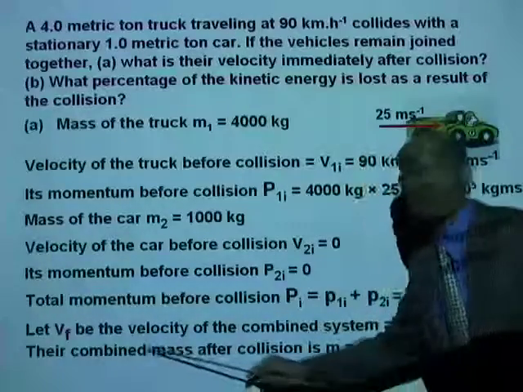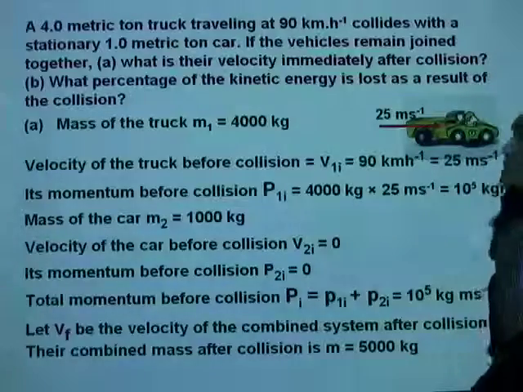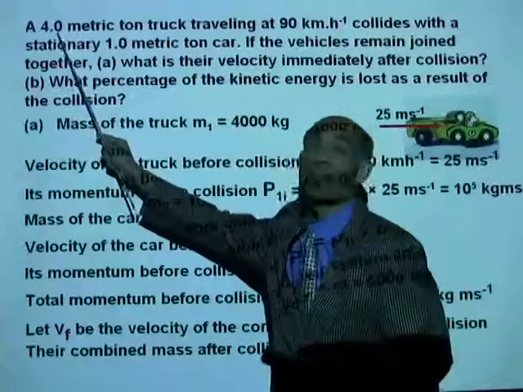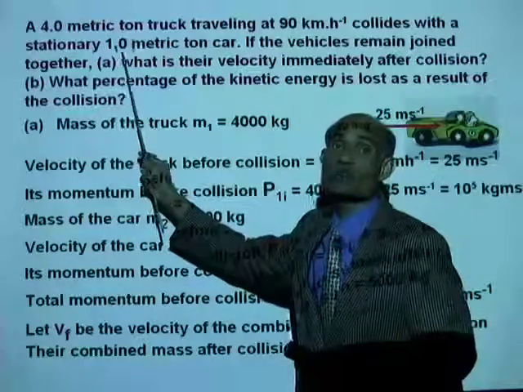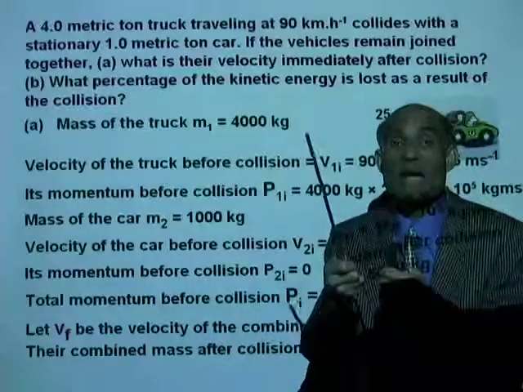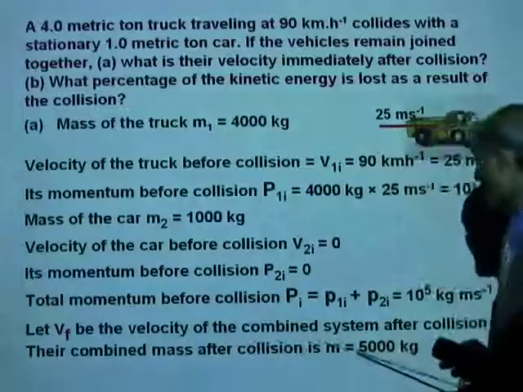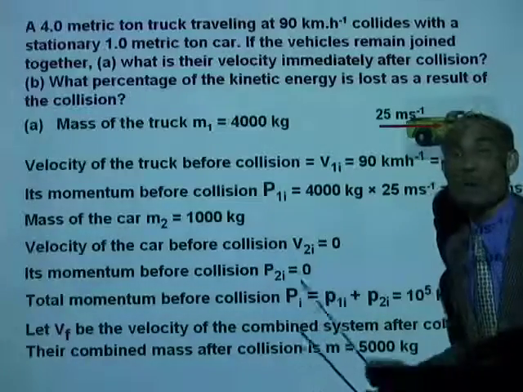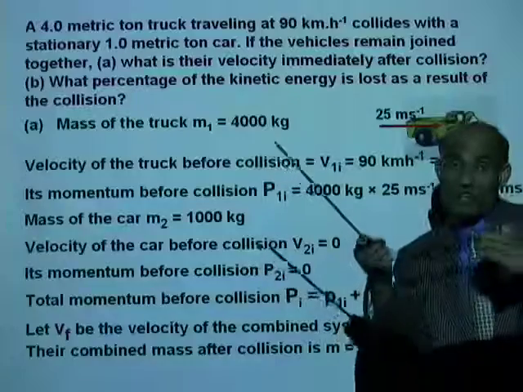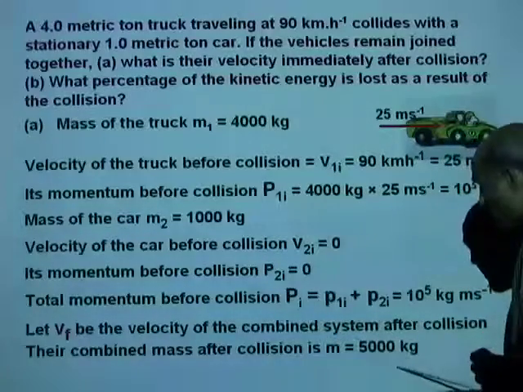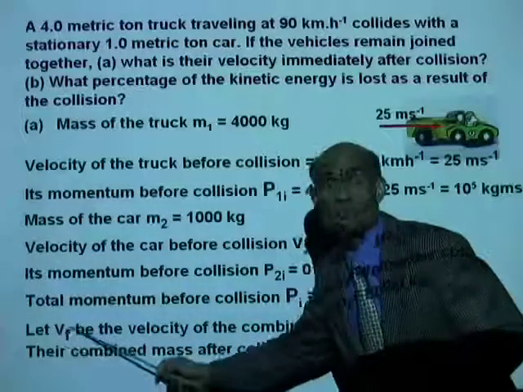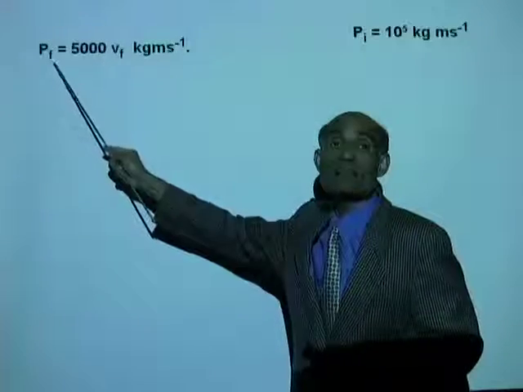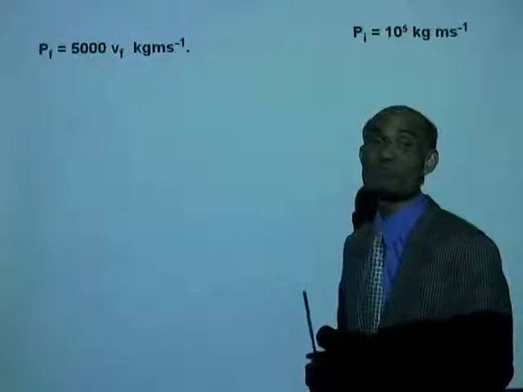Then what will be the combined mass after collision? The mass of the truck is 4 metric tons. The mass of the car is 1 metric ton. The total mass is 5 metric tons, that is 5,000 kilograms. So what is the momentum of the system? That means the truck and the car joined together. It will be 5,000 kilograms times Vf. That will be the final momentum. Let's write that down. So Pf, the final momentum, is 5,000 Vf kilogram meters per second.